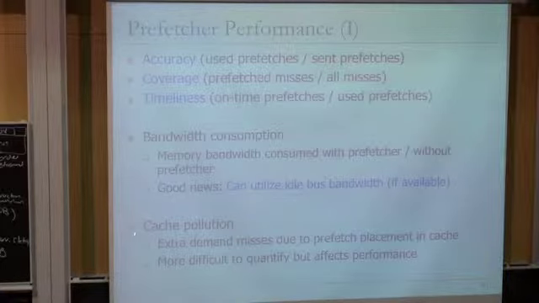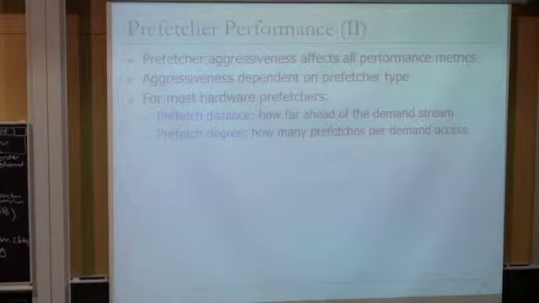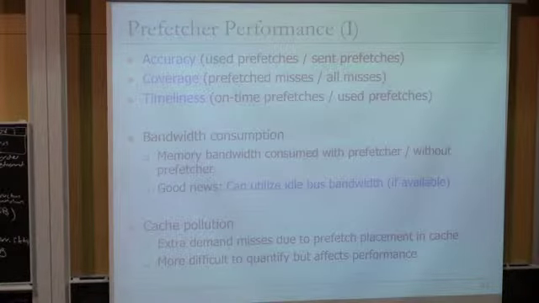The other metric is cache pollution. These are the extra demand misses due to prefetch placement in the cache. And again, you would like to minimize this. Actually, you'd like to minimize the bandwidth consumption and cache pollution. And the aggressiveness of the prefetcher that we've described here, how far ahead the prefetcher can stay in the demand stream, affects all of these metrics.